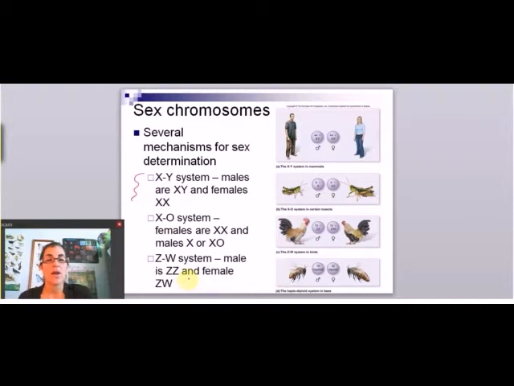There's some reptiles where the sex is determined by the temperature of the nest. Bees have a really different system where the male is haploid and the female is diploid. So there's other systems for sex determination. We're going to focus on the XY system and how that affects pedigrees.